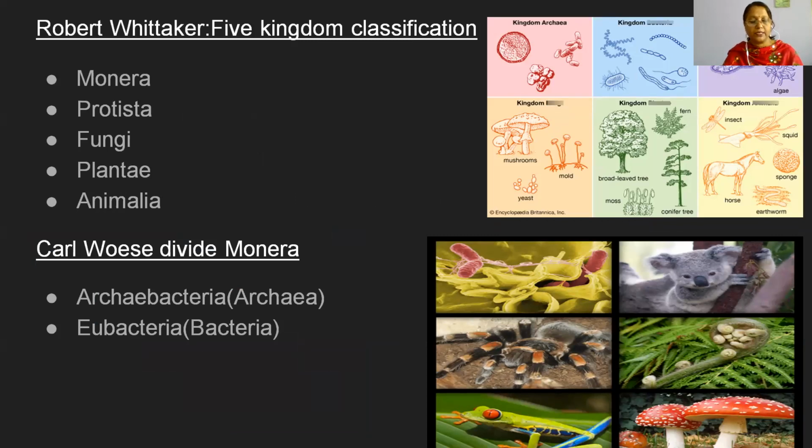Biologists such as Haeckel, Whittaker, and Carl Woese tried to classify all organisms into broad kingdoms. After that, Robert Whittaker gave the 5 kingdom classification, that is Monera, Protista, Fungi, Plantae, and Animalia. After that, Carl Woese divided Monera into 2 groups. The first one is Archaebacteria, also known as Archaea, and Eubacteria, also known as bacteria.